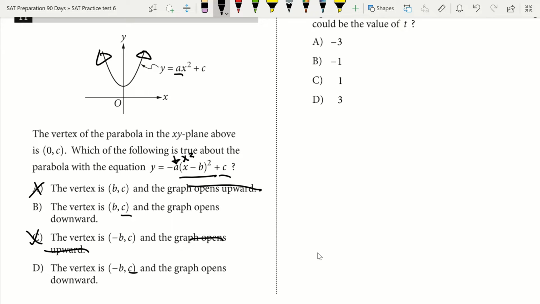So I go up and I take a look. I've got x minus b here. So that minus b is telling me that I'm going to have a positive b for my vertex, okay? So B would be my correct answer there.